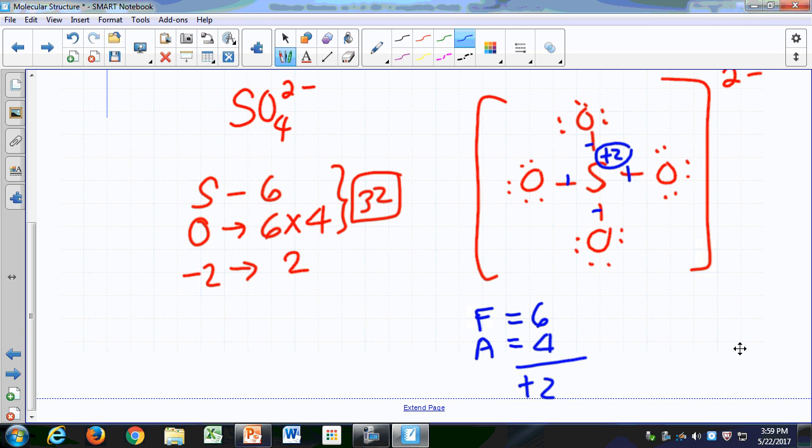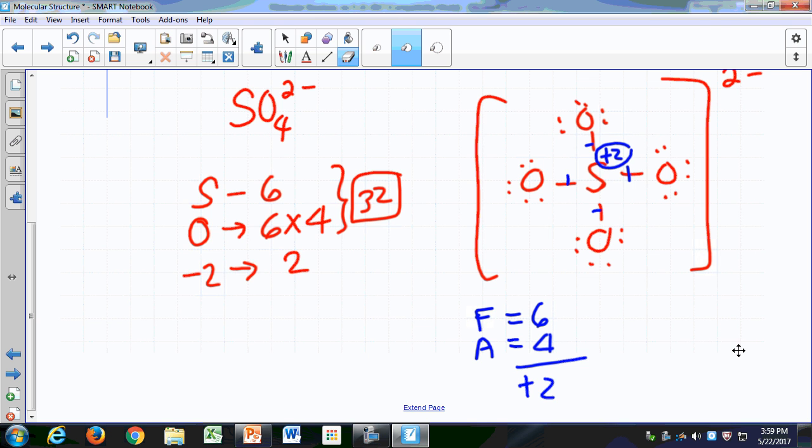That's not good. So how can we lower the formal charge? How can we lower a positive charge? We push electrons towards sulfur. The way you push electrons towards sulfur is to move these lone pairs. Let me clean this up a little bit. Okay, sulfur.